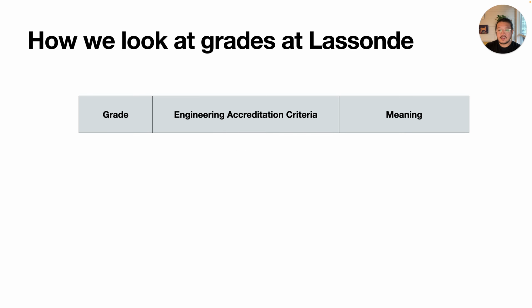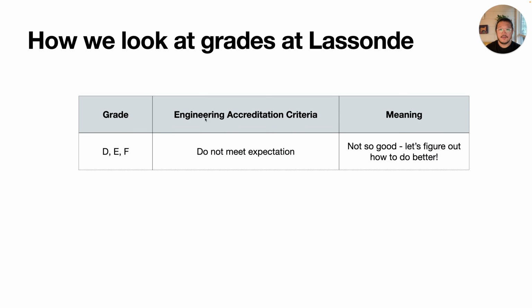There are actually three aspects to this. There's the grade, and there's the engineering accreditation criteria, which all of the engineering programs in Canada must satisfy. For you to become a practicing professional engineer, your engineering program has to be accredited, and they look at what you demonstrate you're capable of from your school in a certain way. We're going to connect your grades to the engineering accreditation expectation and make it meaningful to you. If you have D, E, and F, this is considered do not meet expectation. This is how we at Lausanne connect the grades to the engineering accreditation criteria.